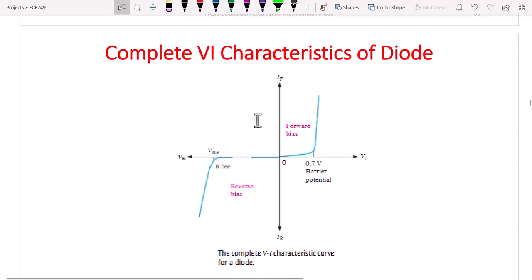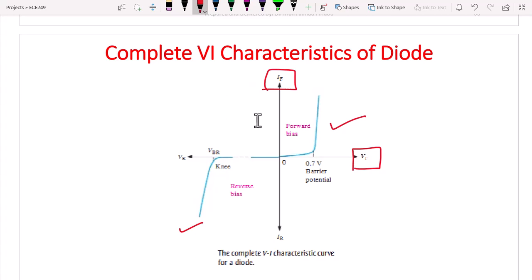So this graph simplifies. This graph is telling you the complete VI characteristics of a diode in the forward bias as well as the reverse bias. So when you are plotting this in the exam, please keep track of the x-axis and the y-axis. The x-axis represents the voltage and the y-axis represents the current.